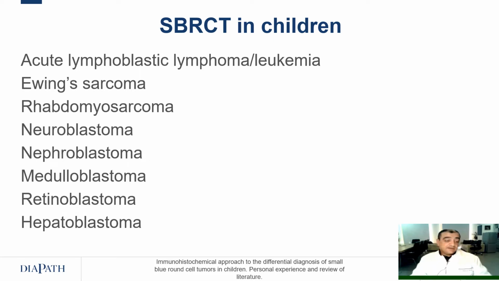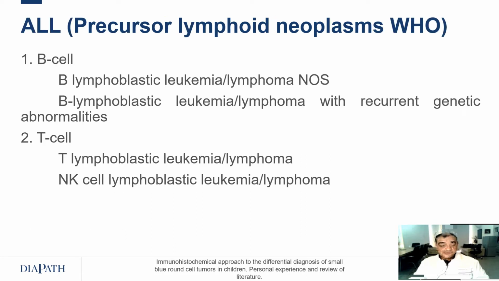imply the strict anatomic localization of these tumors, and usually in the setting of proper clinical and radiologic data, they do not cause severe differential diagnostic problems. So today we're going to discuss the first 4 entities: acute leukemia, Ewing sarcoma, rhabdomyosarcoma, and neuroblastoma.